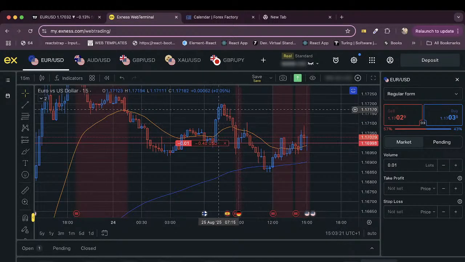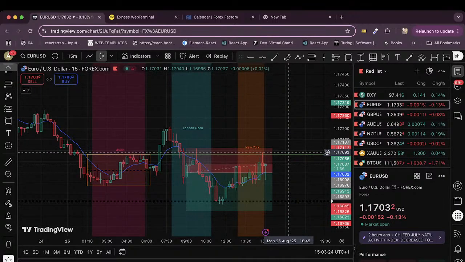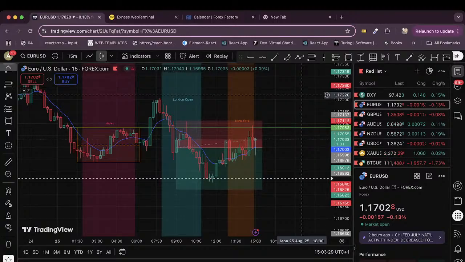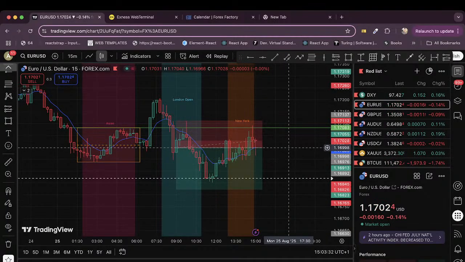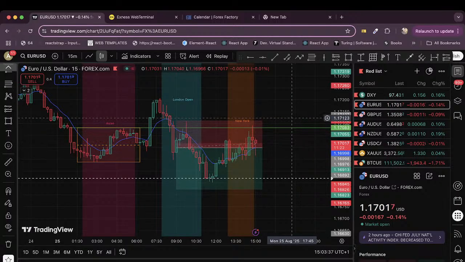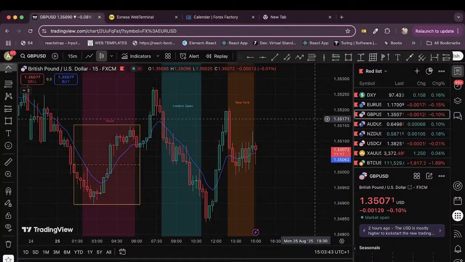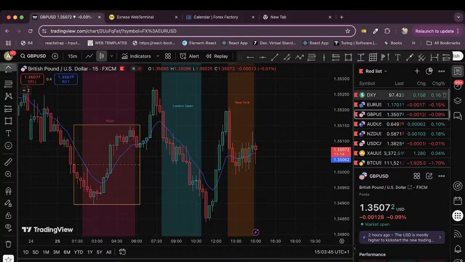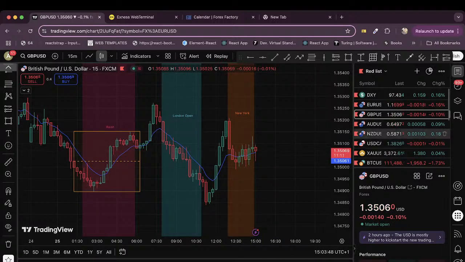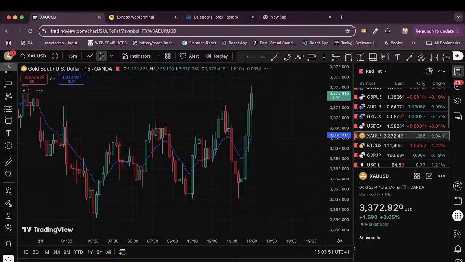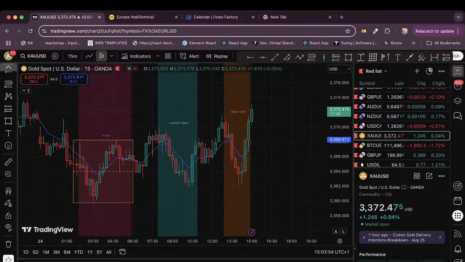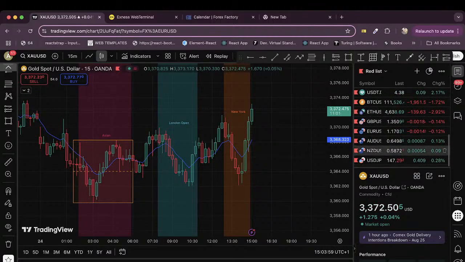So we are still hanging on, or rather, Euro USD is still hanging on. It's not me, because who am I? I don't have any influence in the market. So Euro USD is still hanging on, as you guys can see. Let's see British Pound USD. On British Pound USD, it's a similar story, still hanging on. Gold, on the other hand, is doing its own thing, which is quite expected.